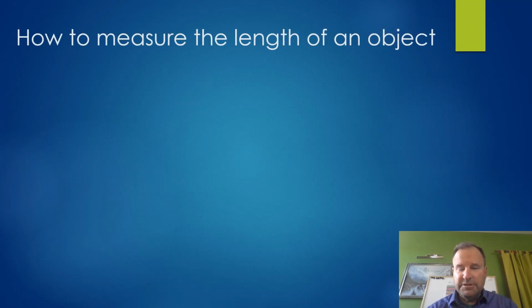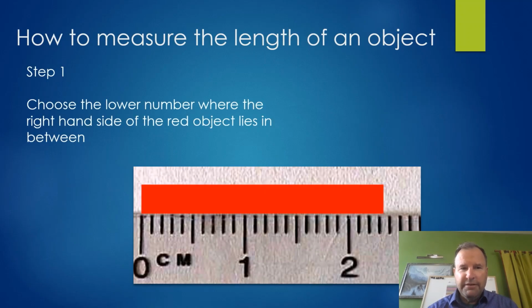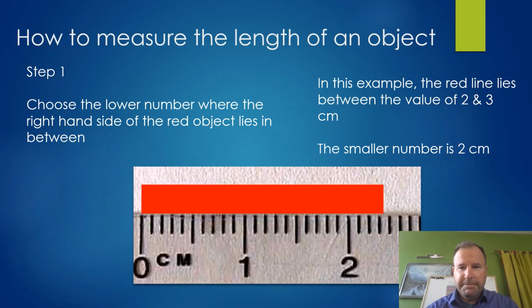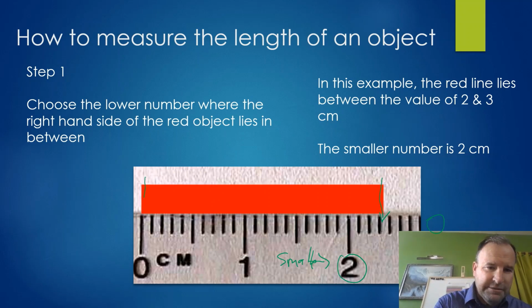How to measure the length of an object. Here we have a little red object, and in this example it lies between 2 and 3. So you've got 2 and you've got 3 here. Again, you choose the smaller value. You can see it's coming down here. The smaller value is 2, so we know it's between 2 and 3. And remember, the object starts at the 0 point here, so you don't have to do any subtracting or adding, it's already there.